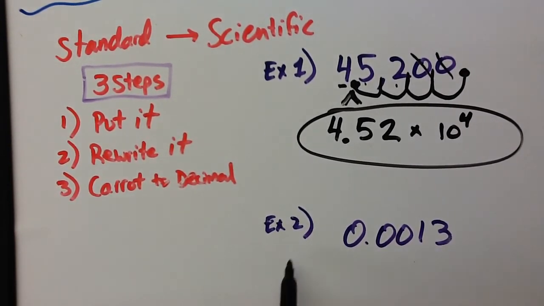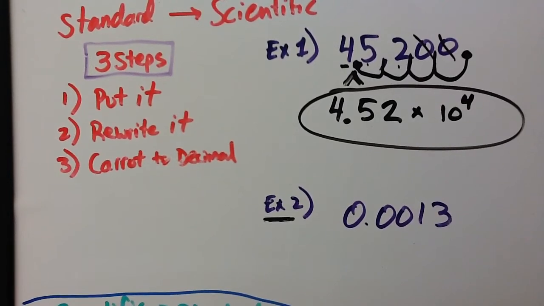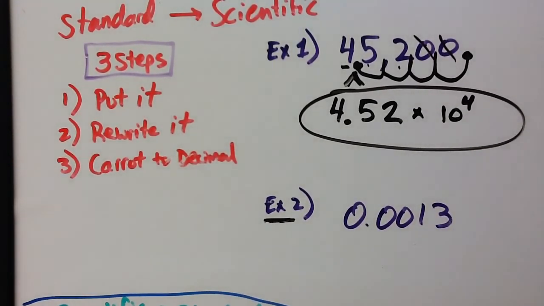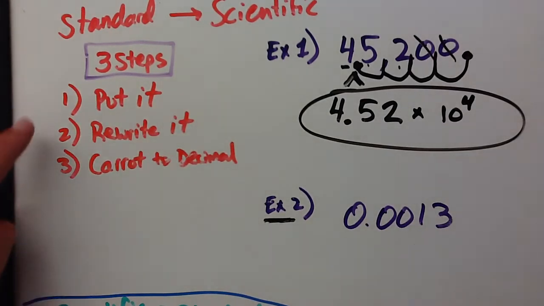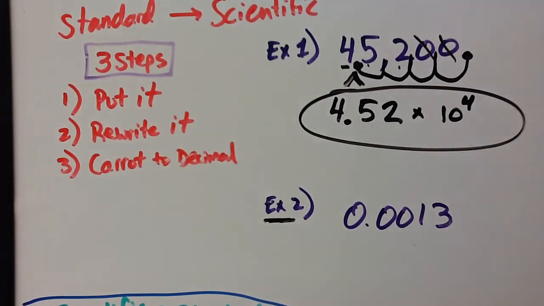Okay, at the bottom of the page again, write EX2. This is example 2. And here we're going to get a number in scientific notation with a negative exponent. So here's my number, 0.0013, and we're going to follow these 3 steps. We'll put it, rewrite it, and caret to decimal. First off, put it. Put the caret with the decimal after the first digit that's not 0.